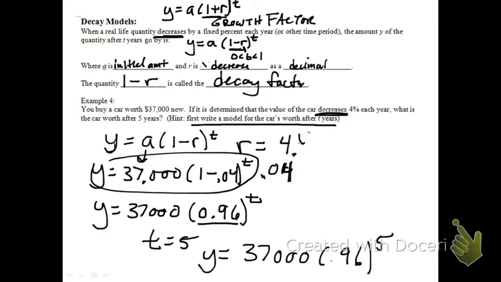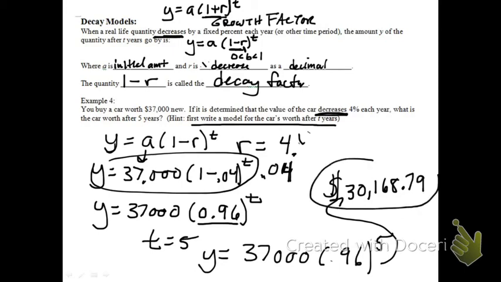And if you put that into your calculators, and you can go ahead and do that with me now, 37,000 times 0.96 raised to the 5th, to the nearest penny, the car's value has gone down to only $30,168.79, if we were going to be that picky about going to the nearest penny. So the car's value has decreased roughly $7,000.